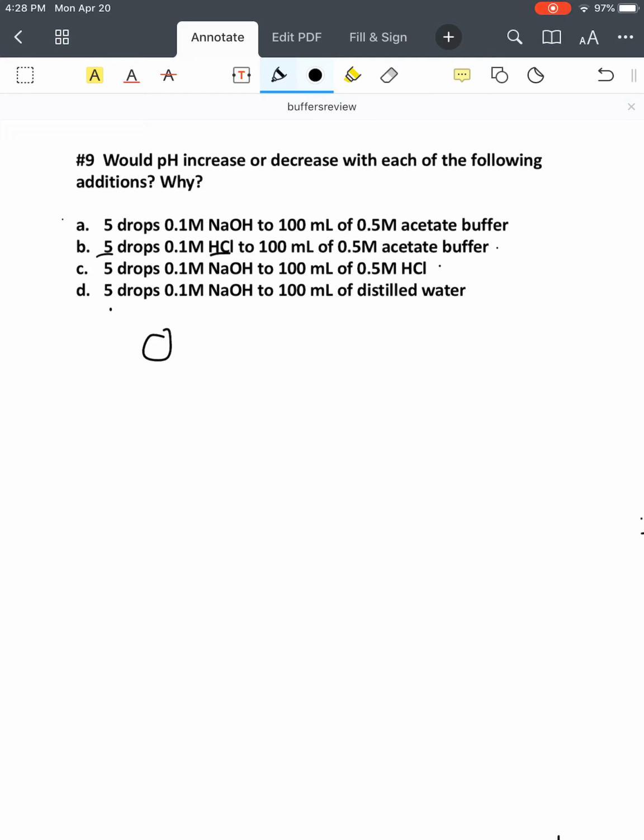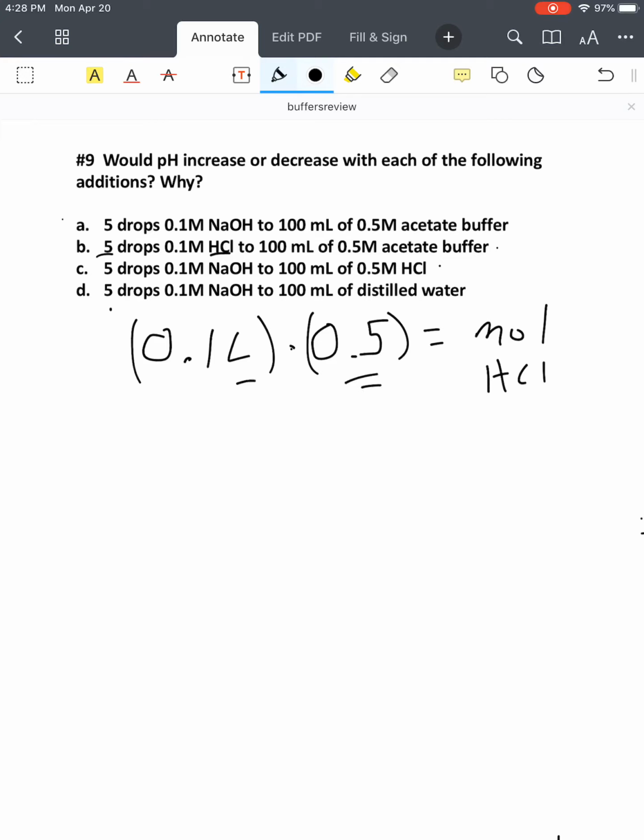But we do have 100 milliliters, or 0.1 liters of our HCl. And that HCl is half a mole per liter. Okay? So I can compute the moles of HCl present in that sample if I want to. Remember, molarity times volume in liters is moles. So it looks to me like I've got 0.05 mole of HCl present here in part C.